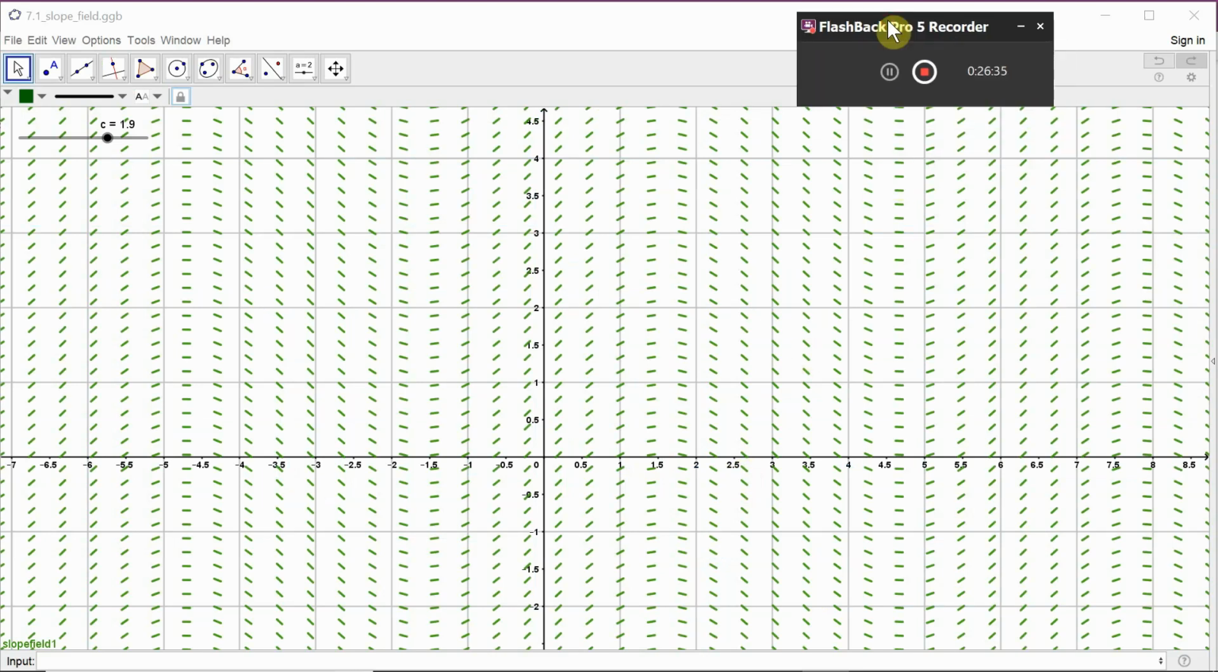Okay, you are looking at a slope field generated by dy dx equals sine x, cosine x, minus sine x, or minus cosine x. One of those. Can you figure it out? Take a minute to do that.